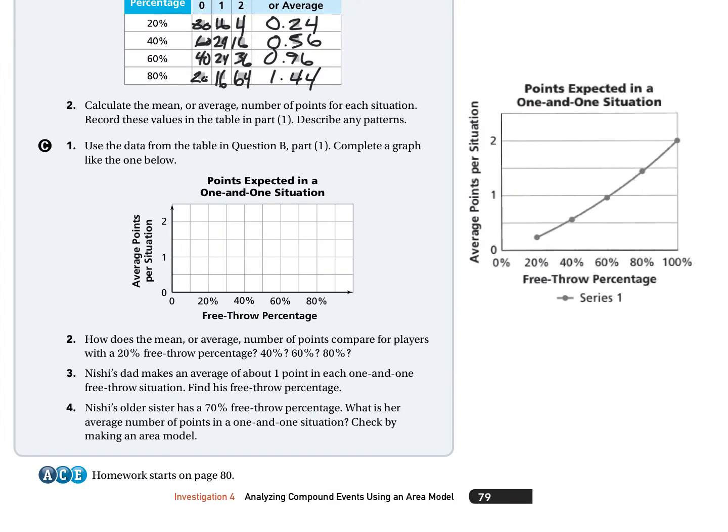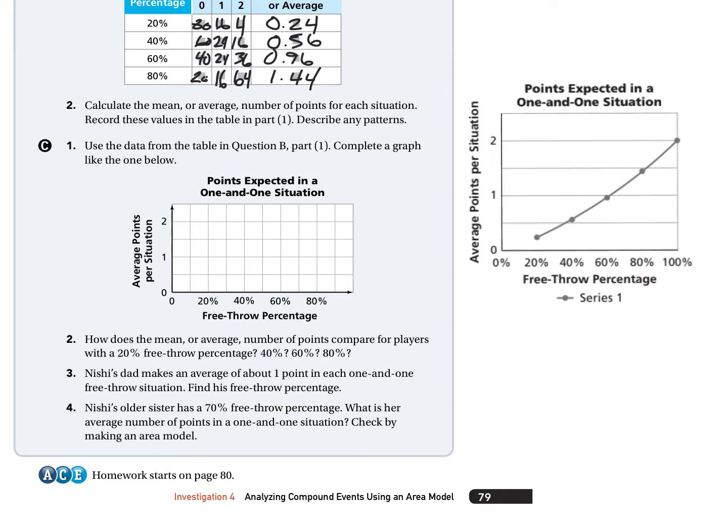Okay, let's take a look at C. I used the data from above. I've made my graph here. And let's answer some questions about it. Number 2 asks, how does the mean or average number of points compare for players with 20% free throw percentage, 40, 60, and 80? And the average points per trip increases as the player's average increases, as we can see.